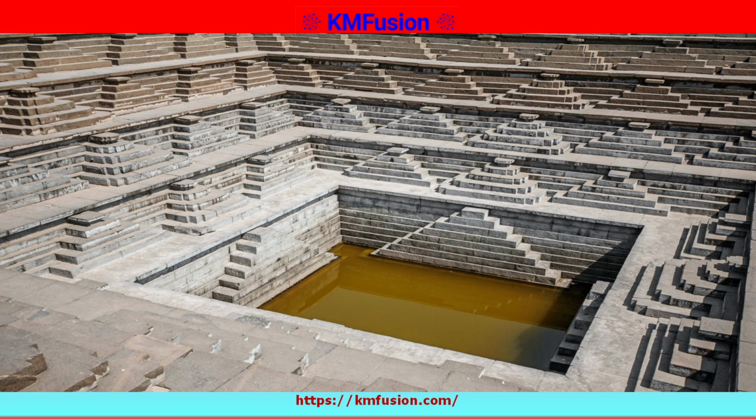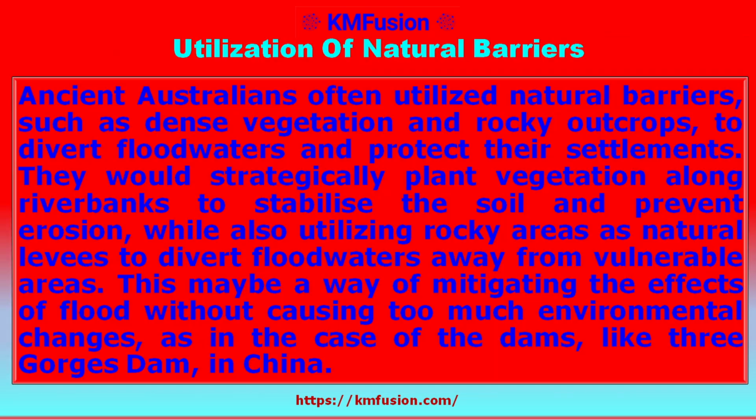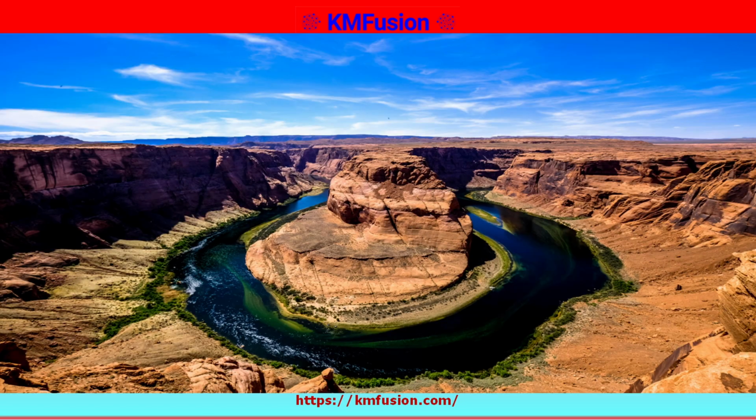Utilization of natural barriers. Ancient Australians often utilized natural barriers, such as dense vegetation and rocky outcrops, to divert floodwaters and protect their settlements. They would strategically plant vegetation along riverbanks to stabilize the soil and prevent erosion, while also utilizing rocky areas as natural levees to divert floodwaters away from vulnerable areas. This may be a way of mitigating the effects of flood without causing too much environmental change, as in the case of dams, like the Three Gorges Dam in China.